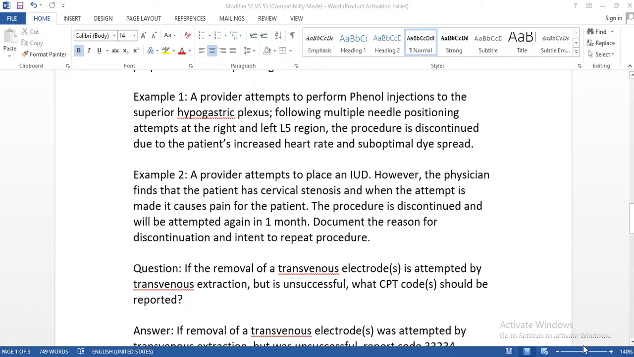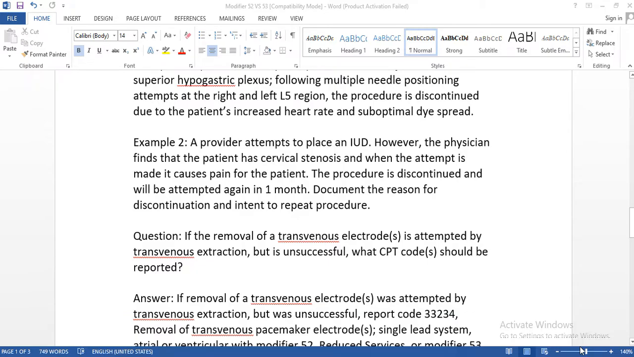So here we are going to learn a few examples. A provider attempts to perform a phenol injection to the superior hypogastric plexus. Following multiple needle positioning attempts at the right and left of the L5 region, the procedure is discontinued due to the patient's increased heart rate and suboptimal dye spread. So here the patient's risk is the increased heart rate, so the physician has cancelled or discontinued the procedure. So we need to check the keywords.